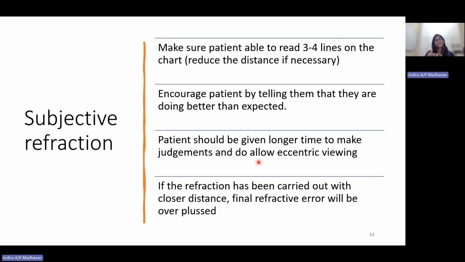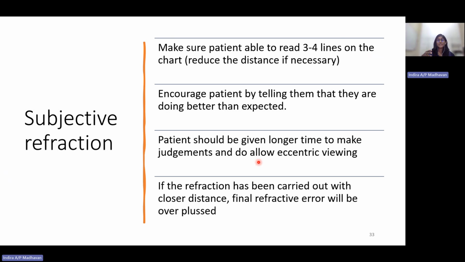So how do we actually do this subjective refraction? Make sure the patient is able to read 3 to 4 lines on the chart. Reduce the distance if necessary. That means if the patient is able to read the 4th line from the top, line number 1, 2, 3, and 4, then maintain at the 4-meter chart. When you do a subjective refraction, you have to do it with a 4-meter chart, not a 3-meter chart. So you put it at 4 meter and then you continue the subjective refraction.